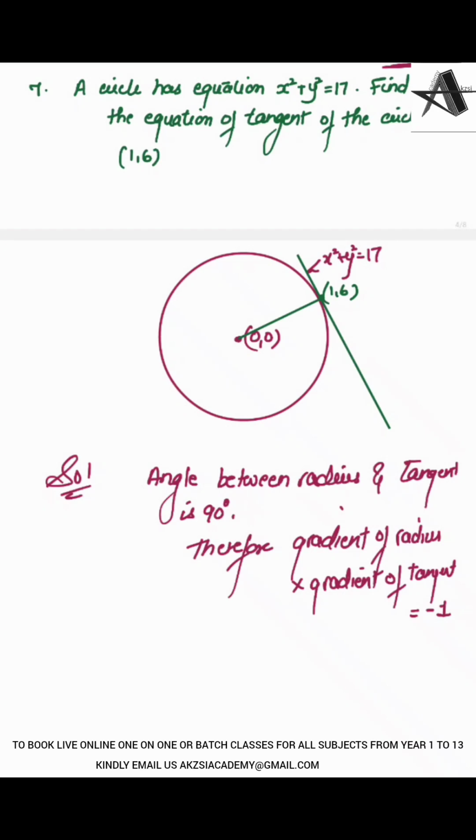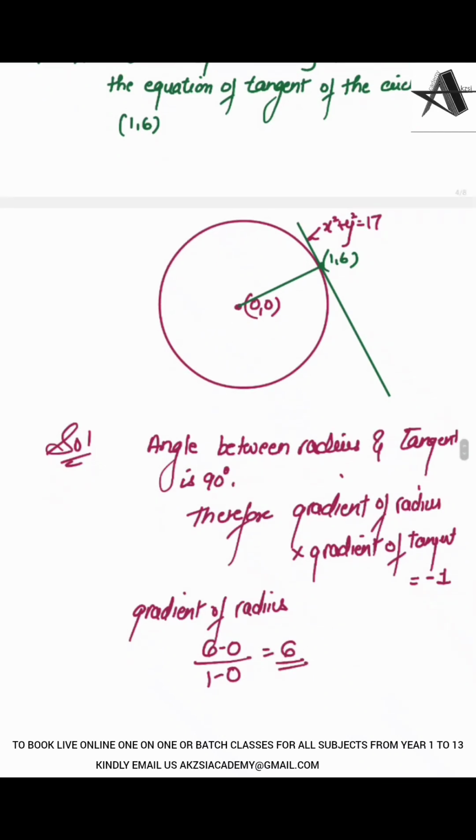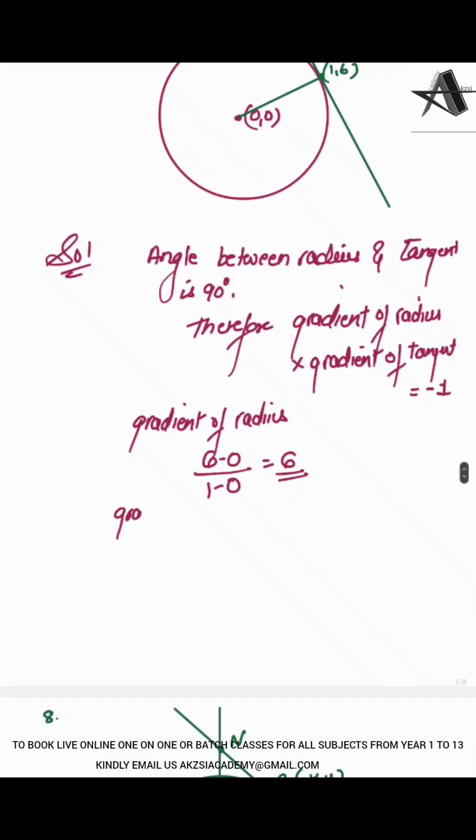So gradient of radius is what? Because the two ends of this radius are 0, 0 and 1, 6. So the gradient of this radius will be y2 minus y1, 6 minus 0 over x2 minus x1, 1 minus 0, which is 6. So from here, the gradient of tangent will be 6 into m is equal to -1. So gradient of tangent will be -1 over 6.